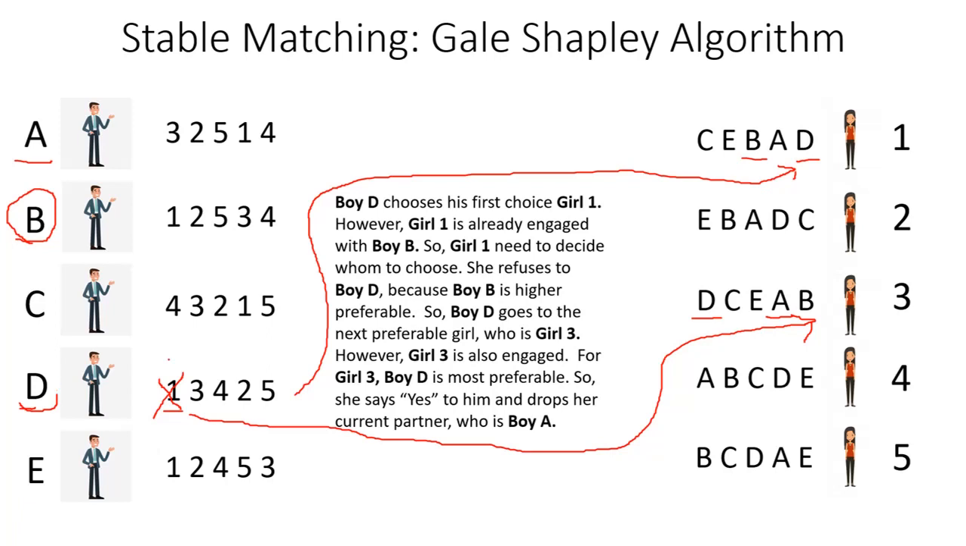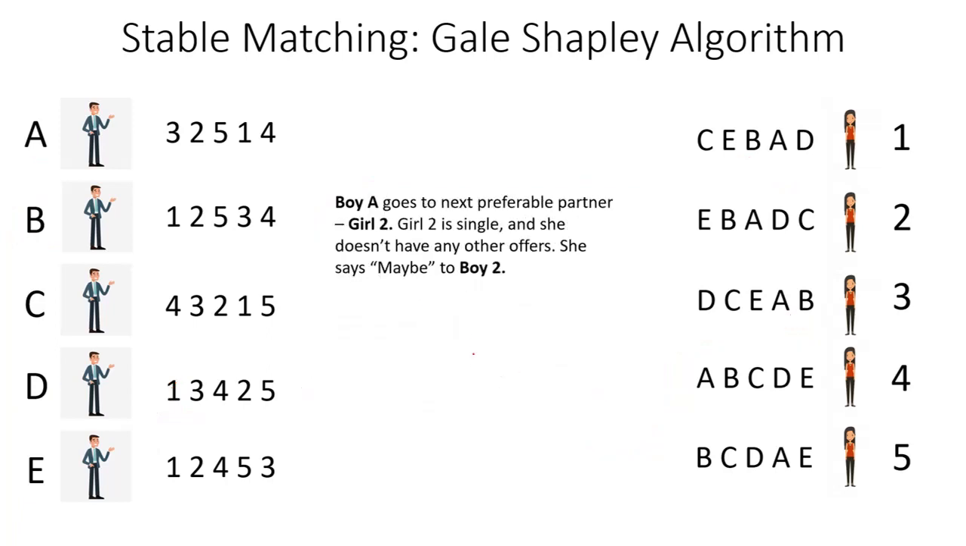So after this situation, boy A is single again, so we remove girl 3 from his preference list, and go on to the next person on his preference list, which is girl 2. So he goes to girl 2 and makes an offer. At that time, girl 2 is single, so she doesn't have any offers, and she accepts the offer from boy A. So they become a provisional couple.